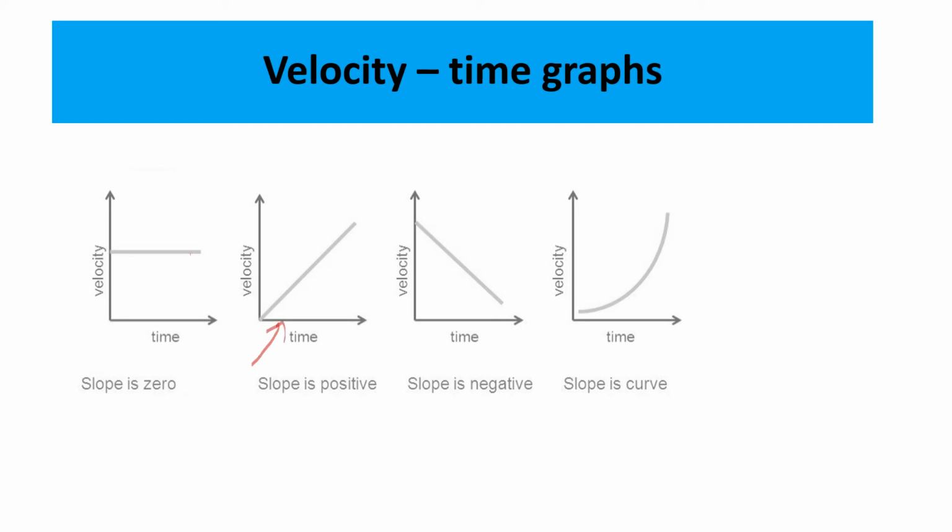This graph indicates uniform acceleration. Here the slope is positive and hence the acceleration is also positive. Whereas in this diagram it indicates uniform retardation. Retardation means negative acceleration. In negative acceleration, the slope will be negative and the acceleration is negative. If the acceleration is not constant, the slope is curved. This graph indicates that the acceleration is not constant.